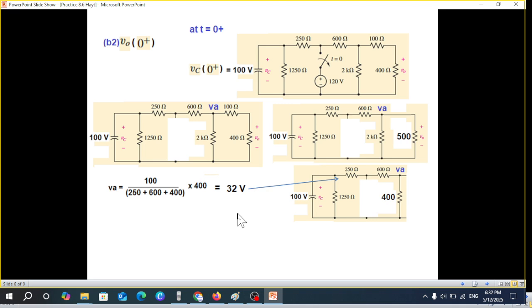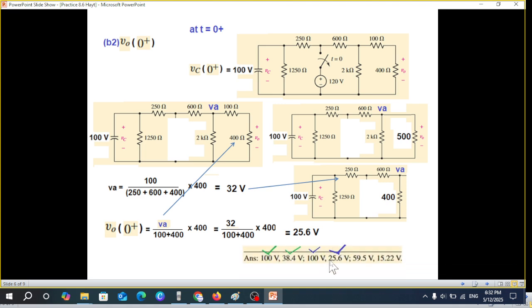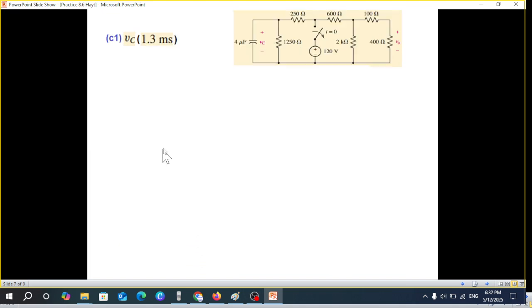And now we need to find this voltage. So we go here, VA we have found 32. We divide by these two and multiply by 400. Voltage division rule. So 32 divided by these values. The answer is 25.6 volt. So this is the fourth part.